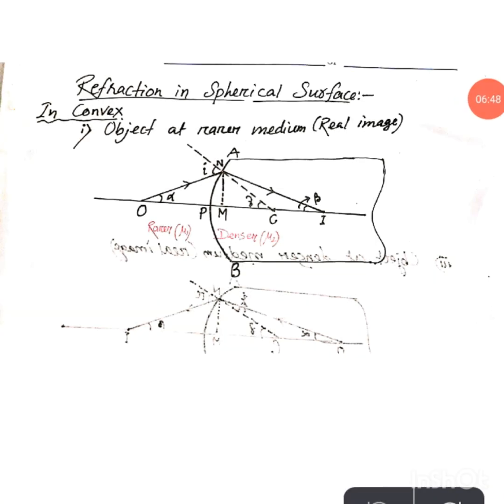So here you see, the image should be a real image, we have to form a real image, and the object's light is going and is incident on the spherical surface.